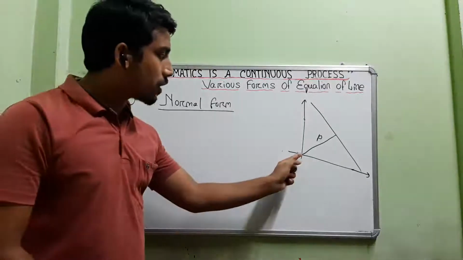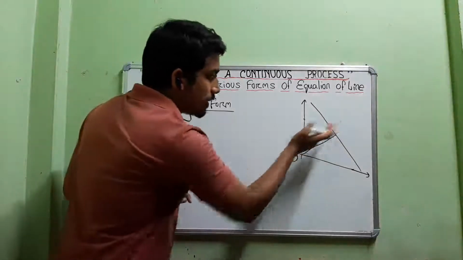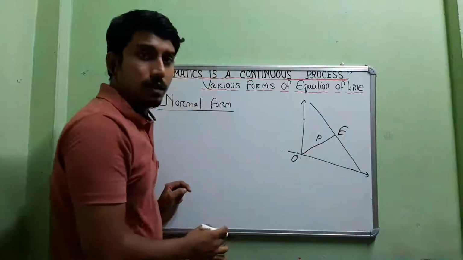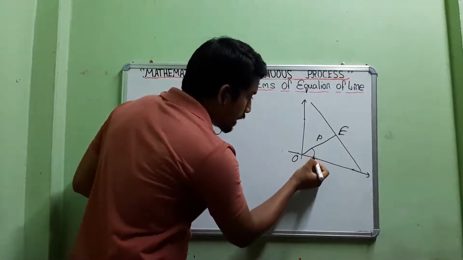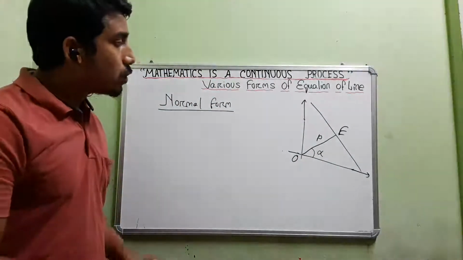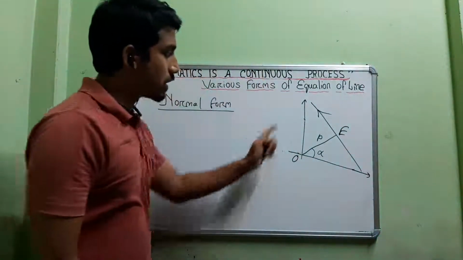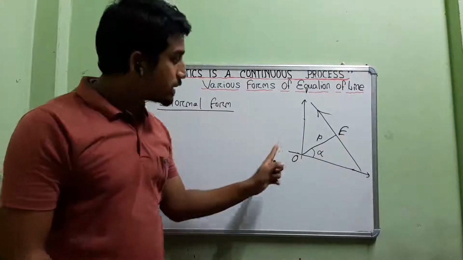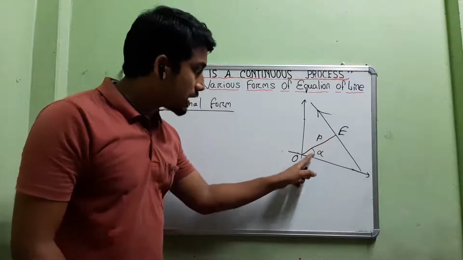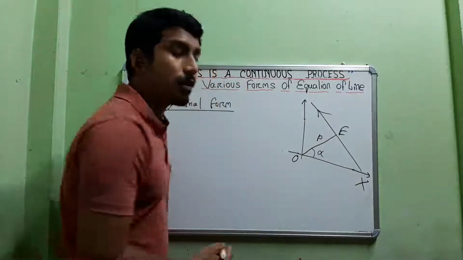This is the origin, and we have a straight line which is at a distance of p unit from the origin. This distance line, let me give it another name, OE, is making some angle with the x-axis. Suppose that angle is alpha. We are supposed to find the equation of that straight line which is at a distance of small p unit from the origin, and the distance line is making some angle alpha with the x-axis.